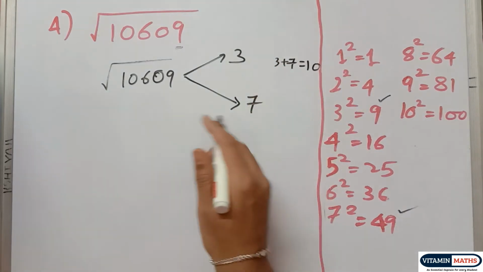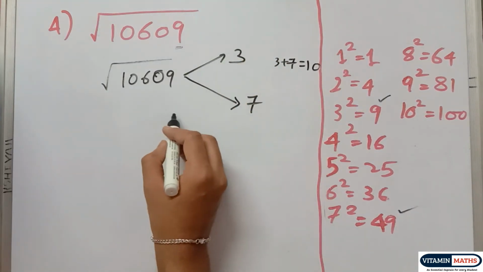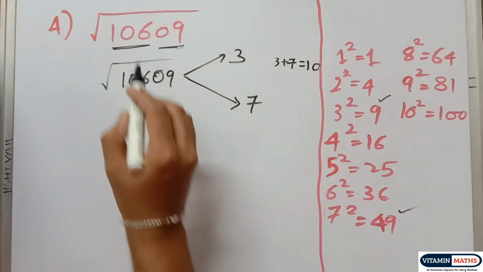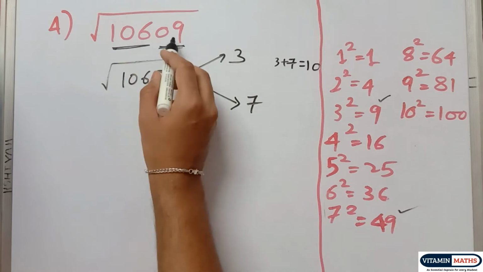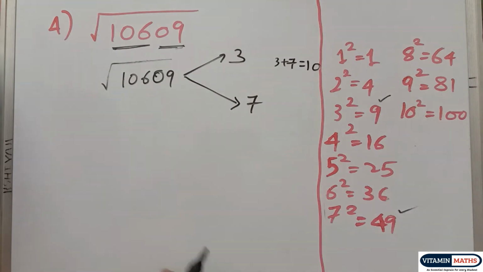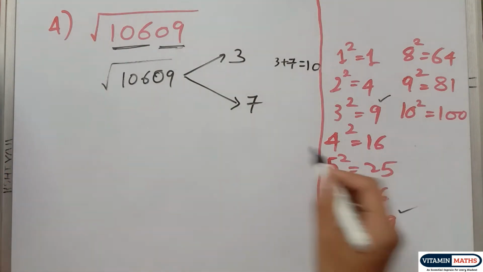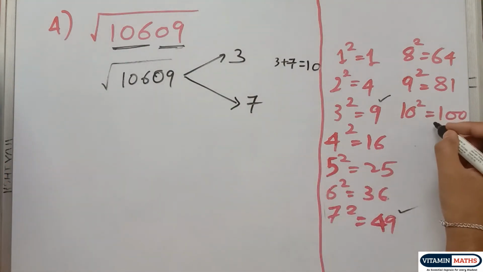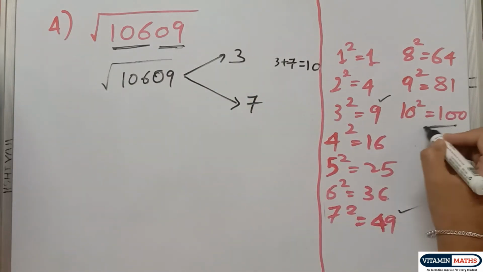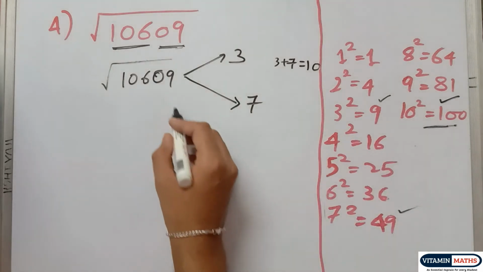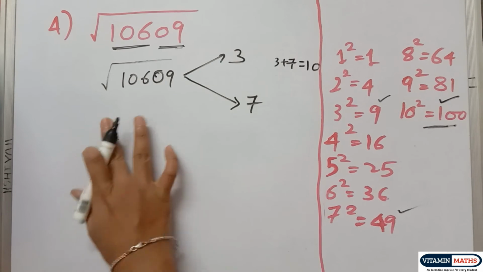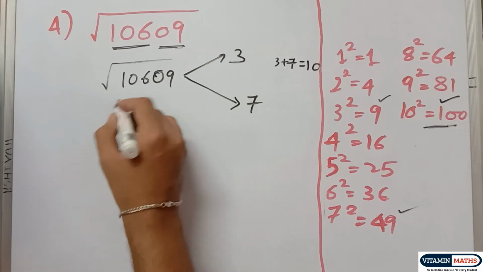Now what we have to do is group these numbers: 106 as one pair and 09 as another pair. Now search for a perfect square which is very close to 106. So we choose 10. So 10 square is 100.